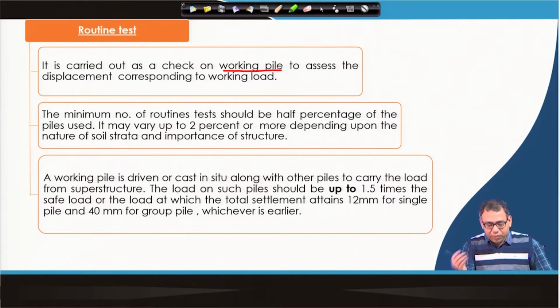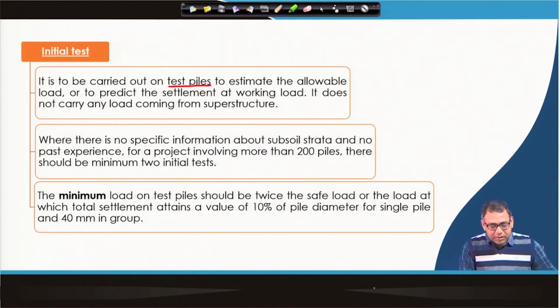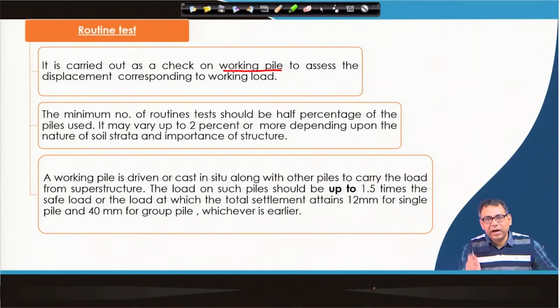It can go up to 2% depending on the nature of the soil strata and the importance of the structure. So, how much load can we apply on a working pile? We can apply a maximum of 1.5 times the safe load, or the load at which the settlement attains 12 millimeter for a single pile and 40 millimeter for a group pile, whichever is earlier. In the initial test or the test pile, we have to apply at least 2 times the safe load, but here we have to apply a maximum of 1.5 times the safe load.